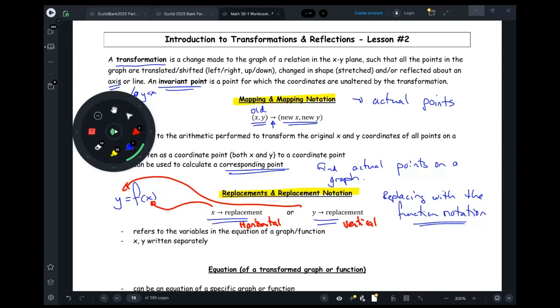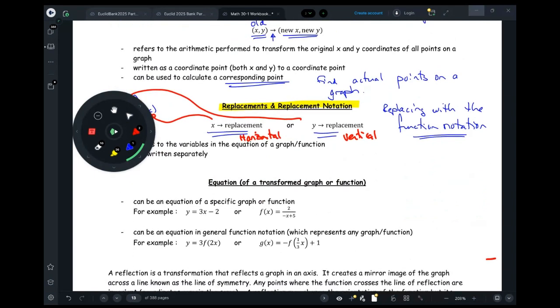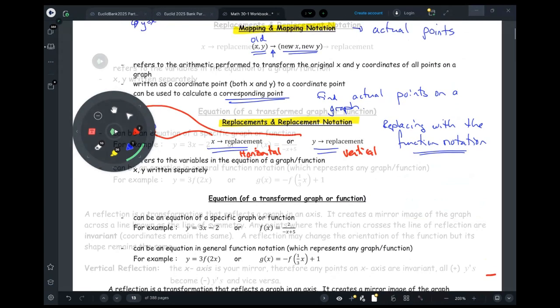It's got the two coordinates with it, but we got the one point there. So there's two different things that we're looking at here. There's mapping notation and then there's replacement notation. Then we're going to look at the actual equation of the transformed function here.